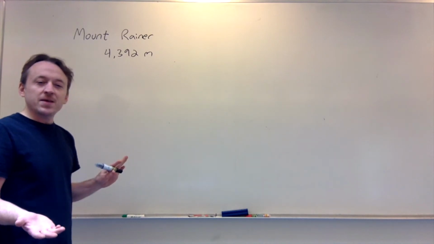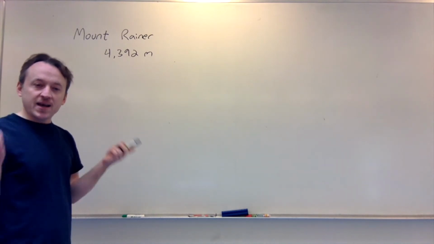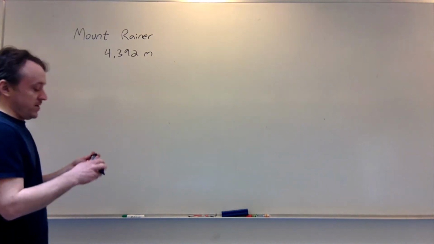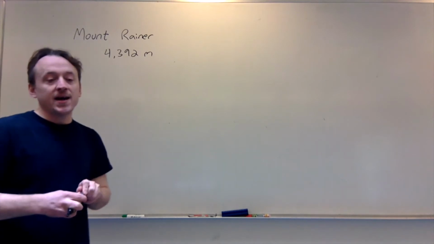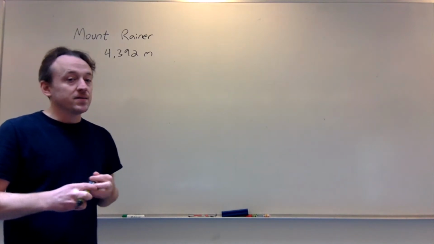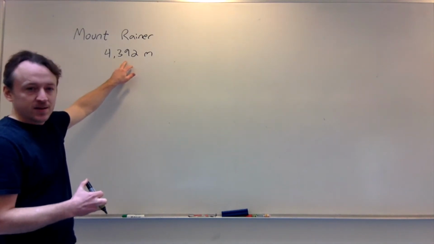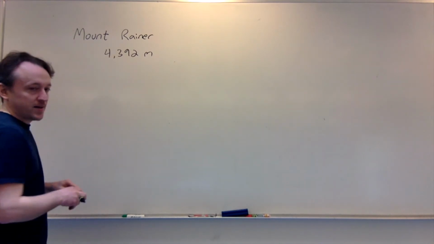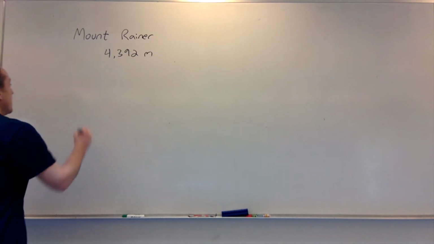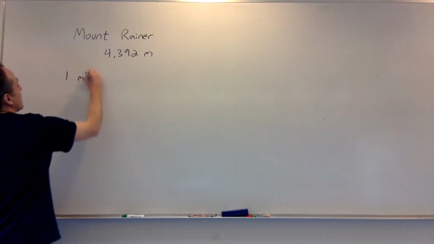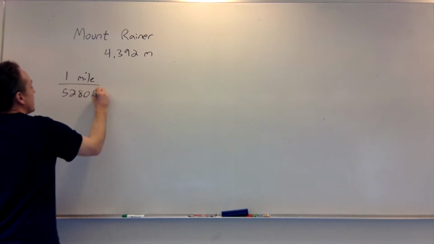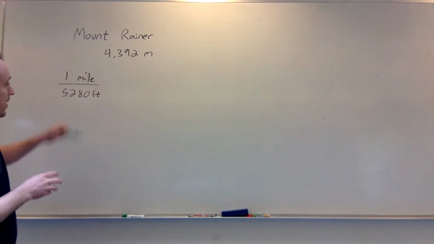Now let's just say I'm given something on a test, or I want to know this off the top of my head, and I know that there are 5,280 feet in a mile. So this is going to be on the order of miles, and I want to convert and get it over to miles. Let's just say I know that conversion factor. So I'm going to say in 1 mile, there are 5,280 feet.